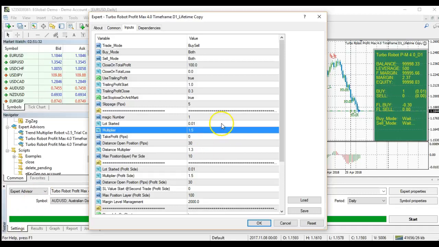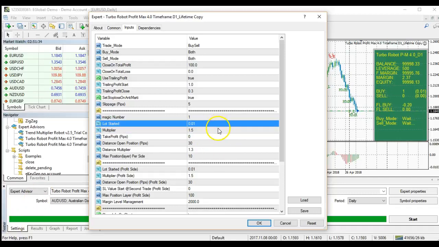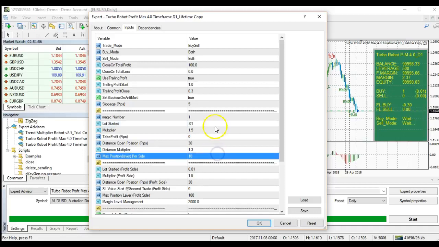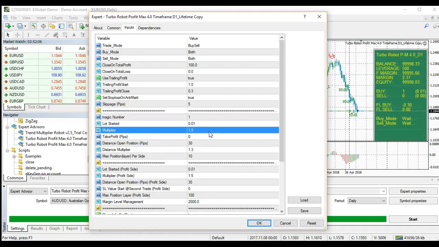You have your starting lot size, and it will be the same. It's up to you: if you have big enough money or your margin is quite big, you can change it to 0.1, or $1 per pip. That's too high, you know, so we will just start with 0.01. What's next?